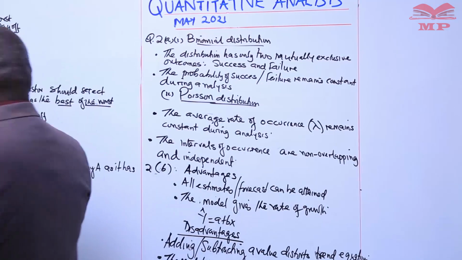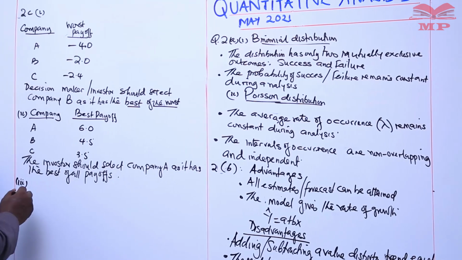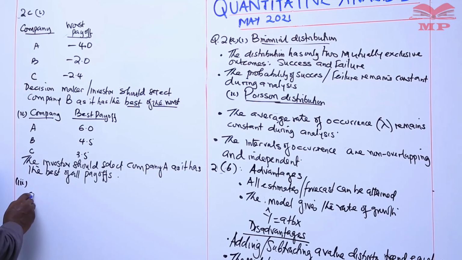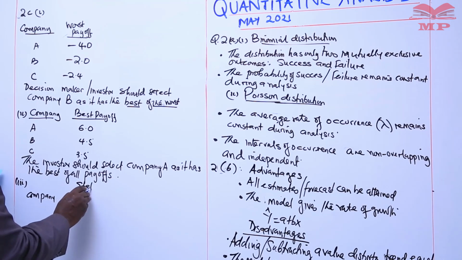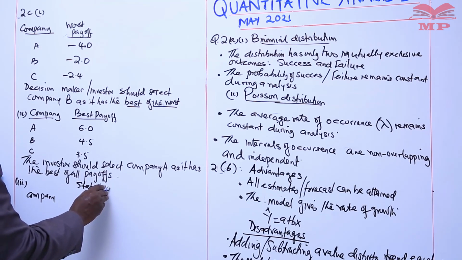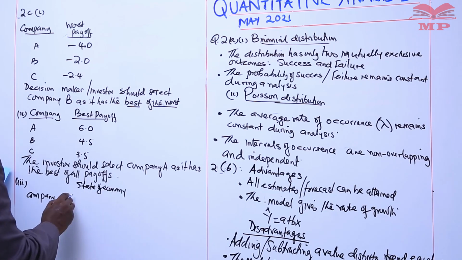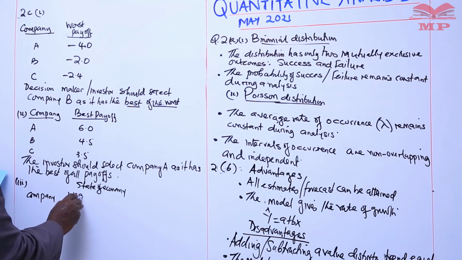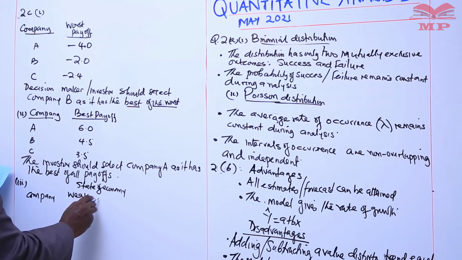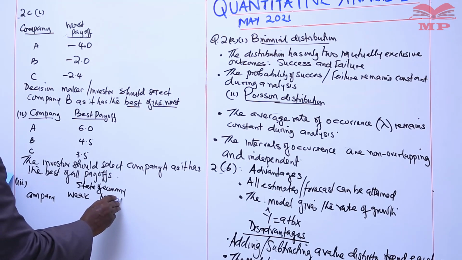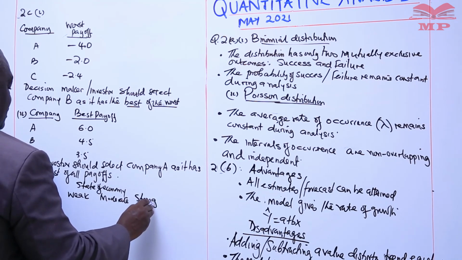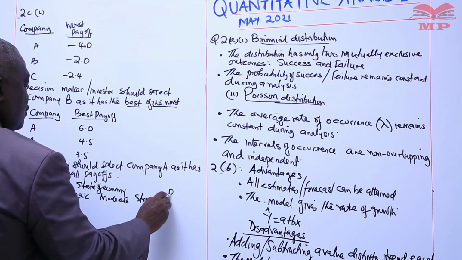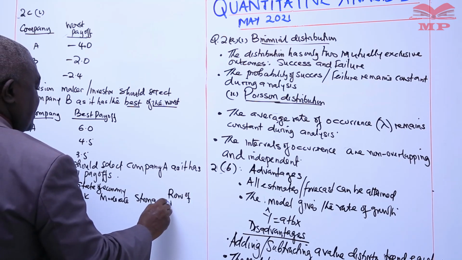So regrets, we compute as follows. Company, we have state of economy, weak. I've just produced a table with the regrets shown: moderate, strong, row of maximum regret.